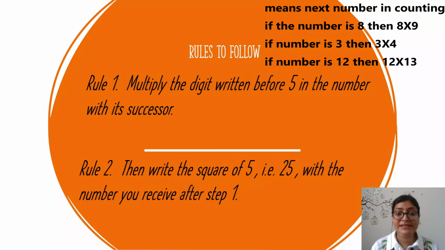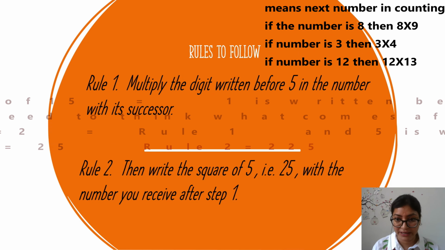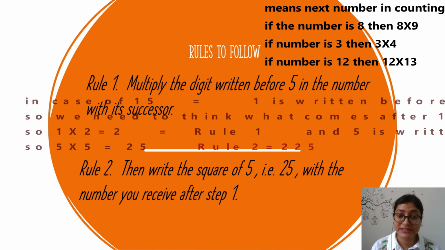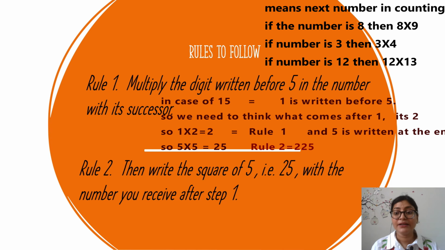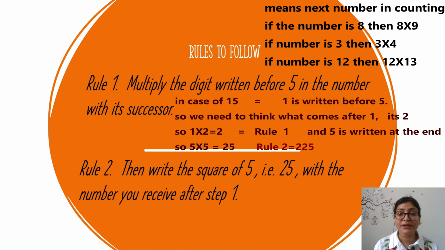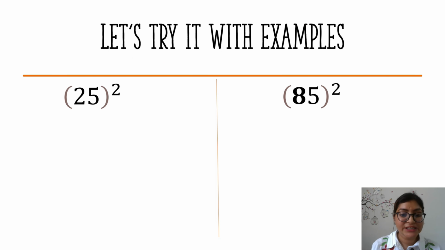Rule number 2 is to write the square of 5, that is 25. The square of 5 is always 25, written with the number you receive after step 1. That means the number that is written before 5, you multiply that number with its successor, and then you write 25 with the answer. So that's how you get the answer. Now let's try it with some examples.